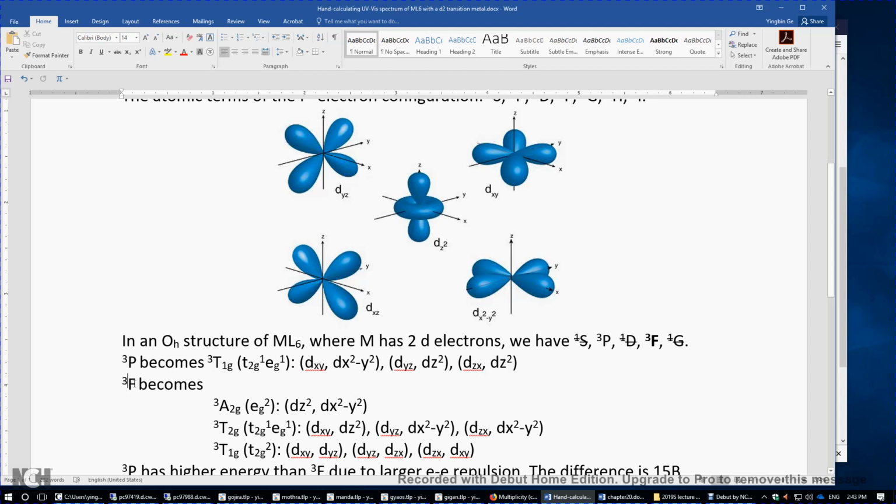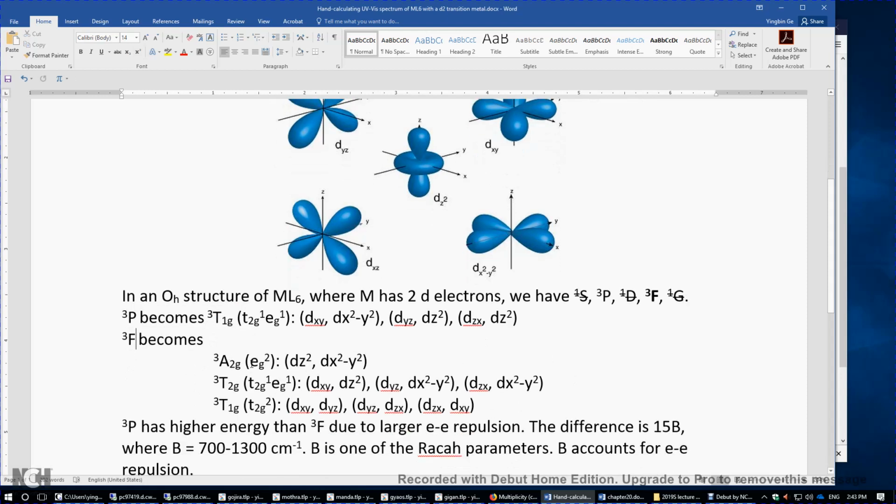Why 7? If you look at F, F tells you L equals 3. S, P, D, F corresponds to L equals 0, 1, 2, 3. And then when L equals 3, you have M sub L equals negative 3, negative 2, negative 1, 0, 1, 2, and 3. M sub L may adopt 7 different values. Therefore, the orbital multiplicity is 7. So we should be able to have 7 arrangements here.